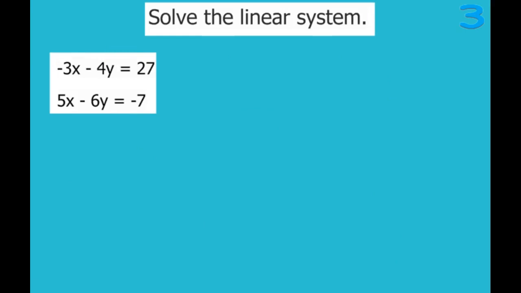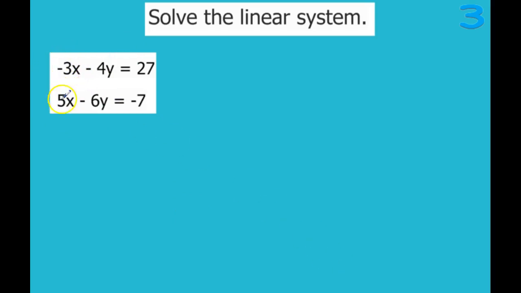Alright, let's keep going on to the back side. Our lesson is not very long today. We just need to be very careful that we're multiplying by the correct numbers. So if we look here, we could get rid of our x's or our y's. Now if you think, what can we multiply 3 by to get 5? Well, 3 times nothing is going to give you 5. 4 times nothing is going to give you 6. So instead of multiplying just one equation, we're probably going to have to multiply both equations.